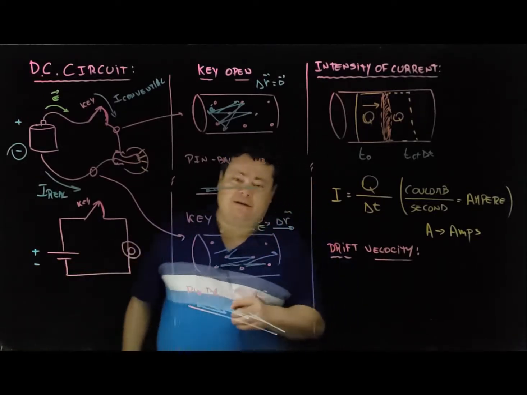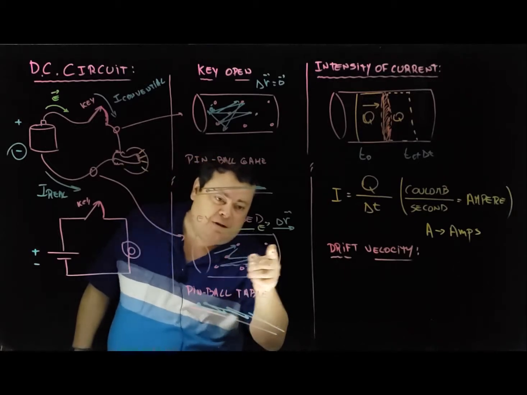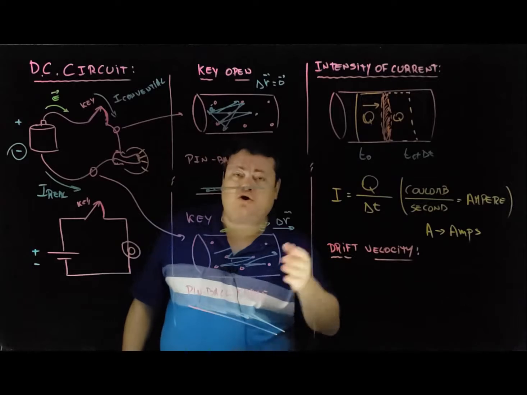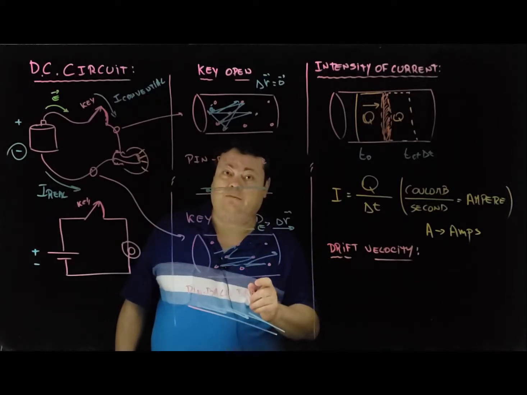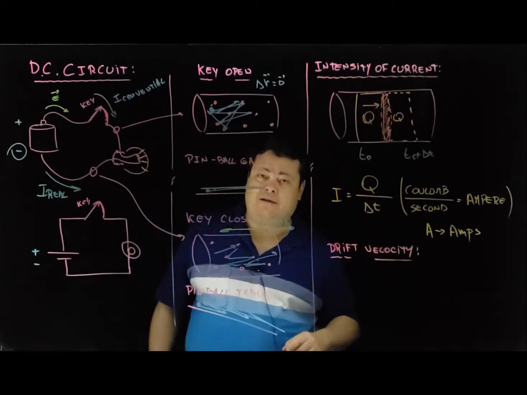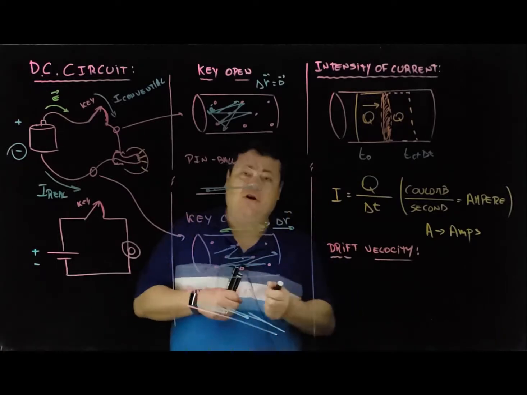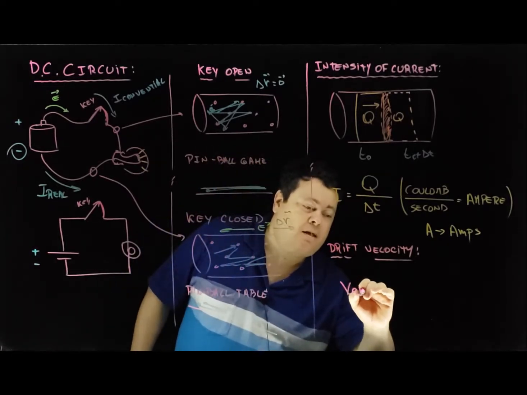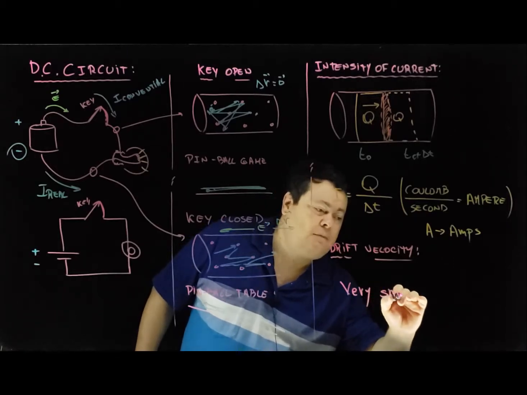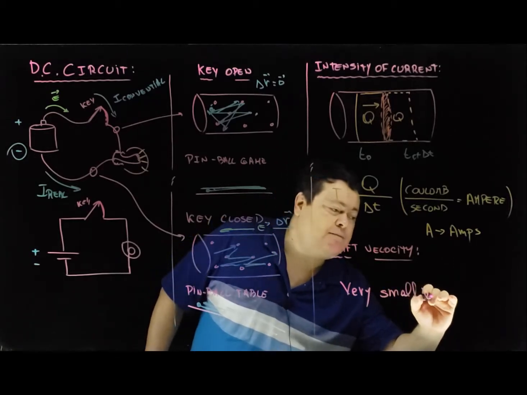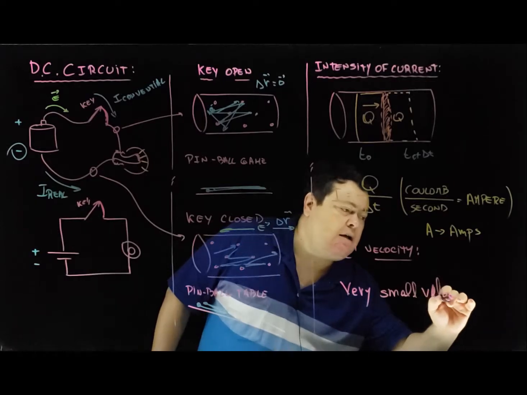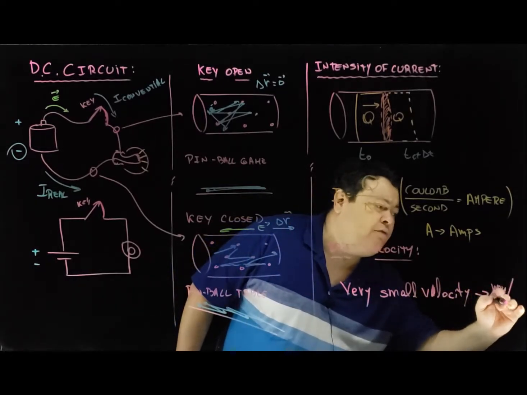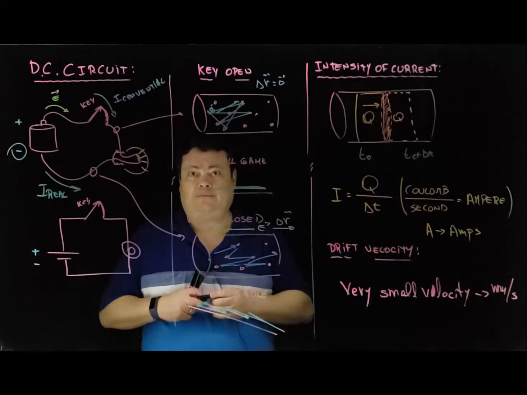Now, notice that when they move, and this bouncing back and forth represented before, their net motion is really, really small. So we call that drift velocity of the electron, and for now it suffices to say that it is a very small velocity, and if my memory doesn't fail me, it is on the order of millimeters per second.